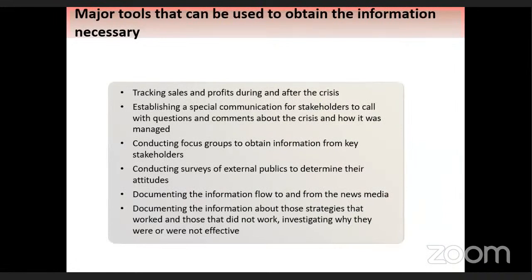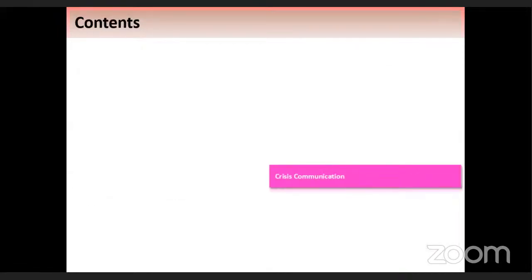There are major tools that can be used to obtain the information necessary. Tracking sales and profit during and after the crisis, establishing a special communication line for stakeholders to call with questions and comments about the crisis and how it was managed, conducting focus groups to obtain information from key stakeholders, conducting surveys of external publics to determine their attitudes, documenting the information flow to and from the news media, documenting the information about those strategies that worked and those that did not work, investigating why they were and were not effective.